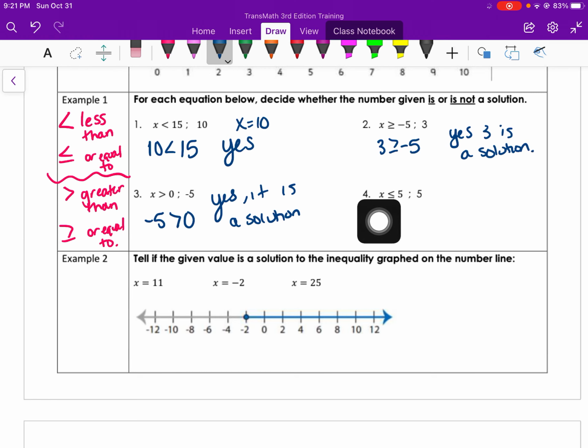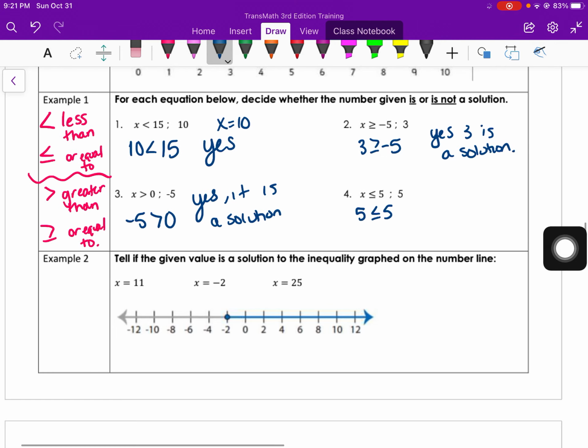And the last one says x less than or equal to 5, so is 5 less than or equal to 5? Since it is the equal to part, yes, 5 is a solution. So in this case, all of these are solutions. So the solutions are what are making the inequality true here.